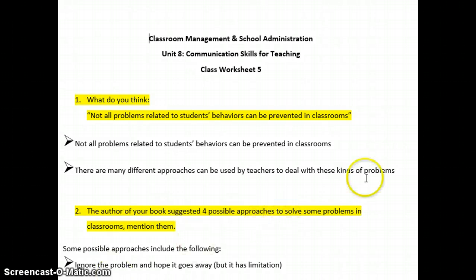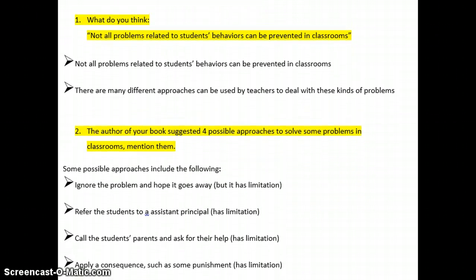Okay, Unit 8, Communication Skills for Teaching. It's Worksheet 5. Number 1, what do you think? Not all problems related to students' behaviors can be prevented in the classroom. So not all problems related to students' behavior can be prevented in the classrooms. There are many different approaches that can be used by teachers to deal with these kinds of problems.